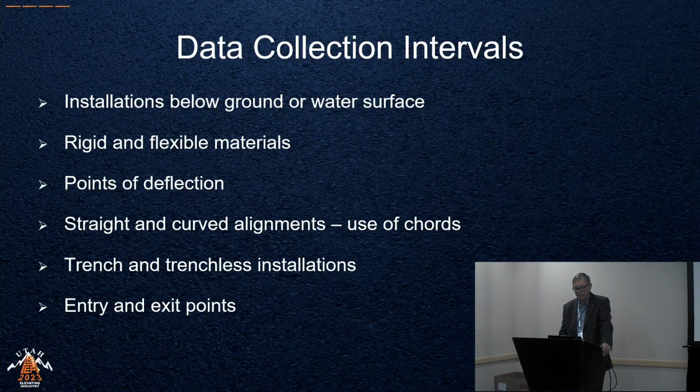If you have straight lines or if you have rigid materials, you obviously don't need as many points because your deflection is much lower. You can approximate curved alignments by using chord shots. And again, the accuracy of your data now is dependent upon the length of those chord shots. So if you want more accurate data, you need, again, more points and shorter chords.